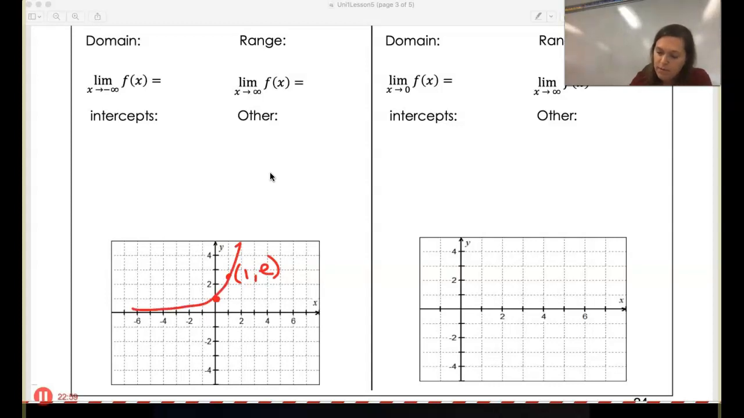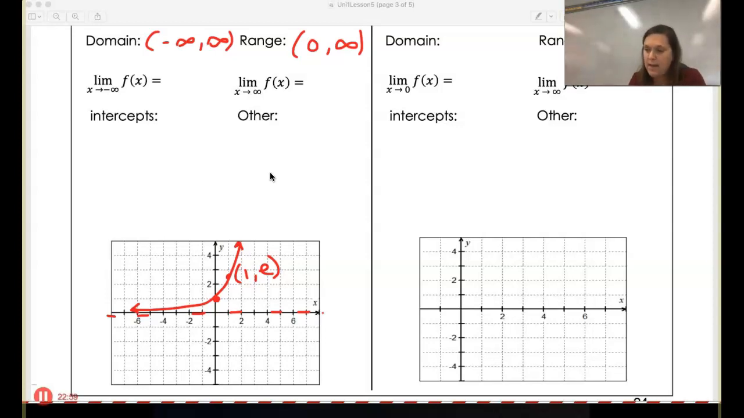And remember that your exponential graph will never be 0 or negative. So you do have a horizontal asymptote at y equals 0. All right, so our domain is all real numbers. My domain's all real numbers, right? Put anything in there. Range 0 to infinity, exclusive of 0.